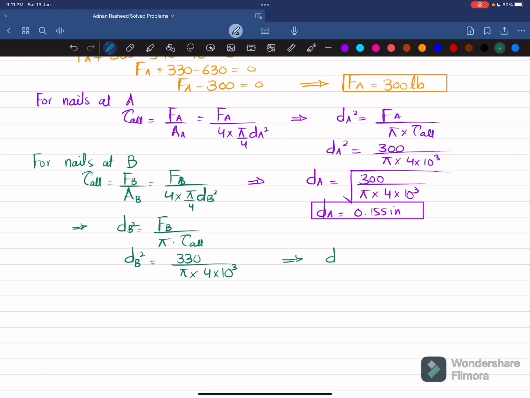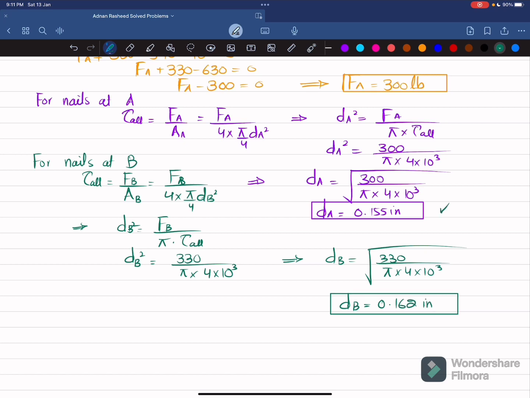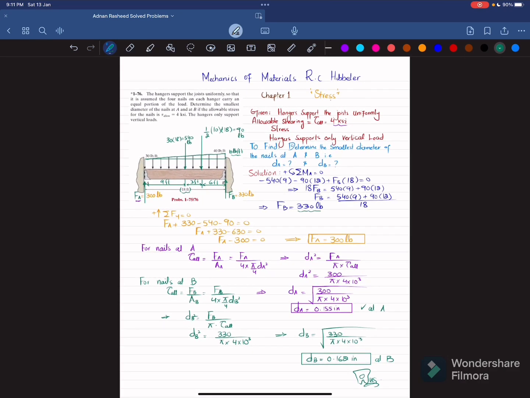And from here you will get dB equal to the square root of 330 divided by pi multiplied by 4 into 10 to the power 3. When you solve this, you will get the diameter of nails at B equal to 0.162 inch. So these are the diameters of nails at A and B, which is the answer of this question. And that was all about this problem 1-76.